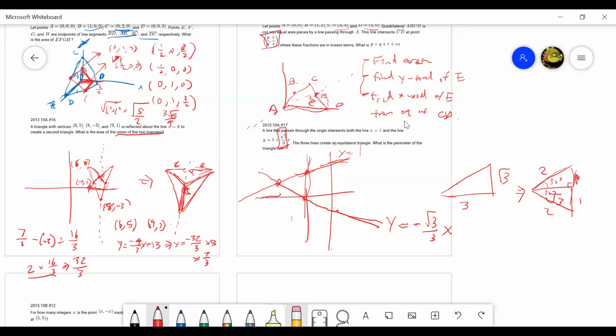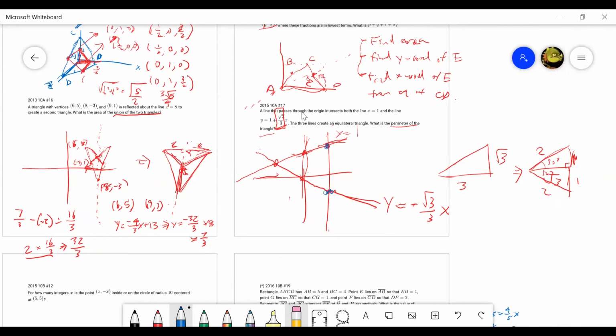Now all you need to do is find the perimeter of the triangle, and to do that, all you need is a side length. The easiest way to find a side length is to find the coordinates of these two points and subtract them. This is just the solution of the intersection of x equals 1 and these two equations. With the top one, it's going to be (1, 1 plus root 3 over 3). And the second one is going to be (1, negative root 3 over 3). This is from plugging x equals 1 into the equations. Then when you subtract the y coordinates, 1 plus root 3 over 3 minus negative root 3 over 3, this is equal to 1 plus 2 root 3 over 3. Since this is one side length, you have to multiply by 3. So the perimeter of the entire thing is just 3 plus 2 root 3.